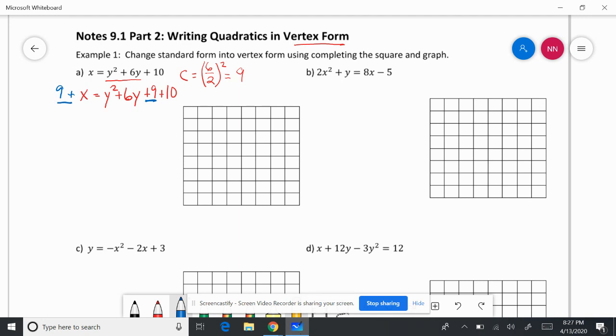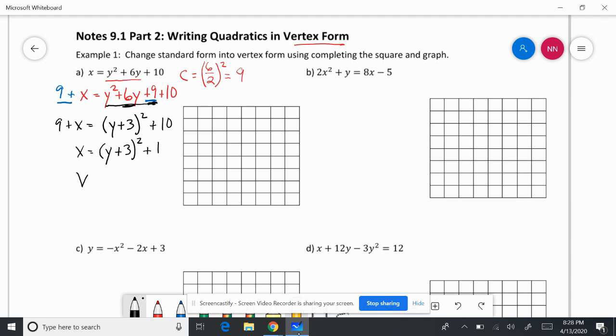Our next step is factoring. So if you look at our trinomial, when we factor it, we're looking for two numbers that multiply together to give us 9 and add up to 6. So that right there would be y plus 3 squared. And then we still have the 10. So our last step is we subtract the 9. So we have x equals y plus 3 squared. And then when we subtract the 9, it becomes 1.